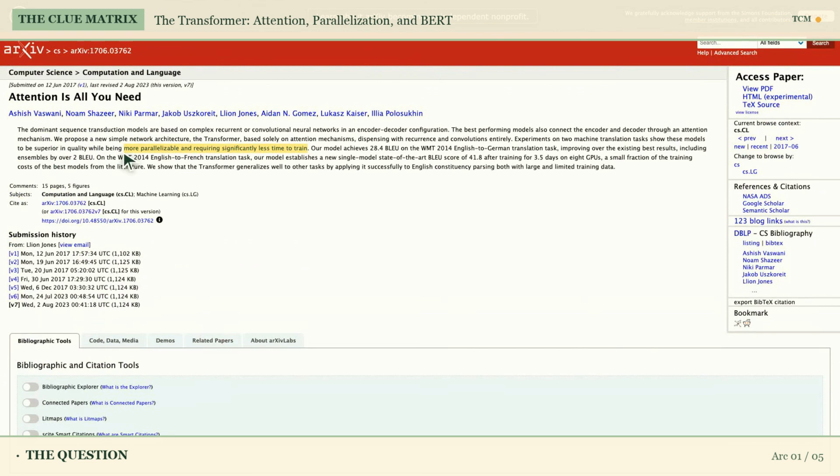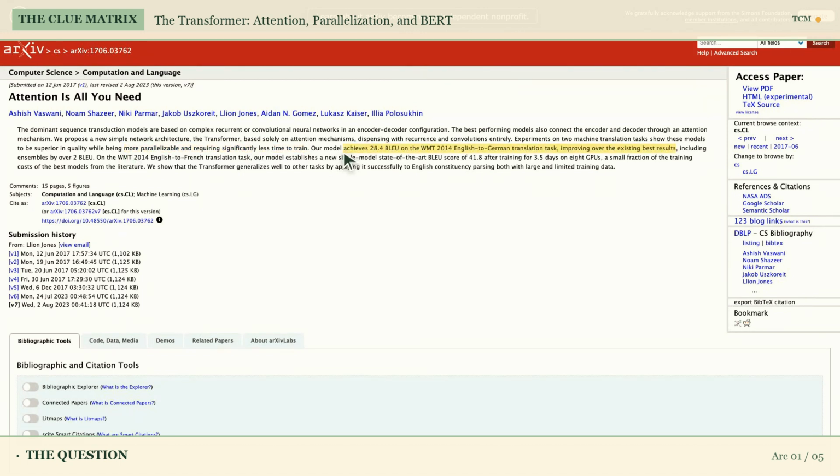Precisely. The paper immediately highlights this benefit. These models are more parallelizable and require significantly less time to train. This unlocked scaling. Less training time meant we could build much larger models faster, making them more practical.